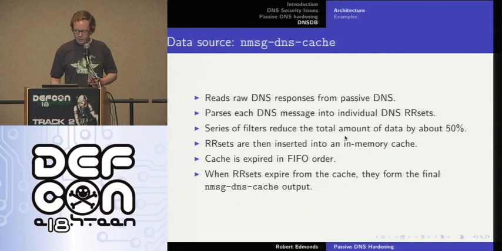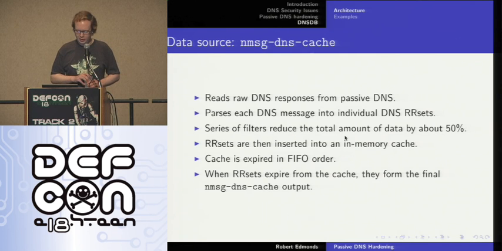So we have in-message DNS cache, which parses. I'm going to quickly go through what it does, and then we'll get into the demo as soon as possible. It's a standalone program that reads the raw passive DNS data and parses each DNS message into a stream of individual what's called resource record sets, and then we apply a series of filters before inserting each RR set into an in-memory cache. These filters eliminate roughly 50% of the data that we would otherwise have to store in the database.